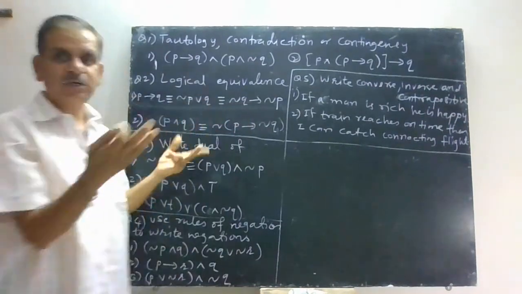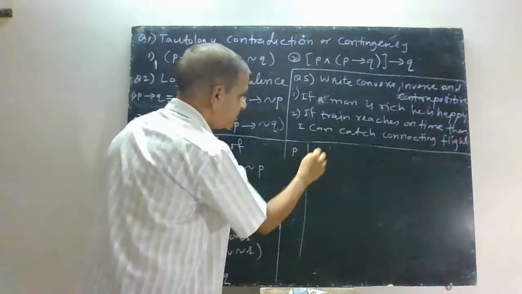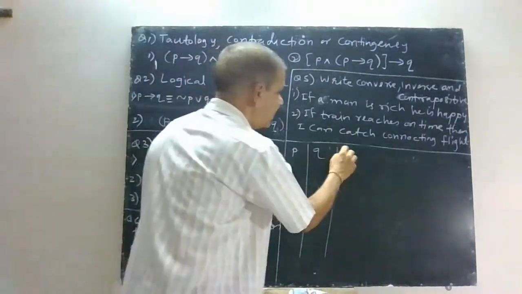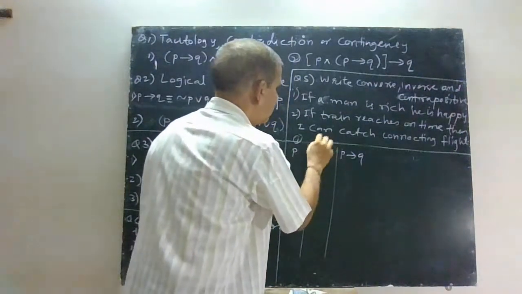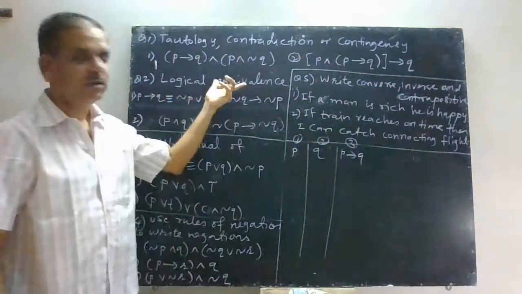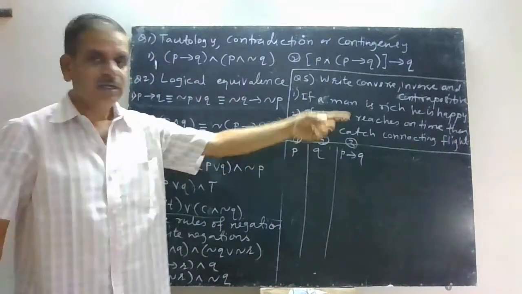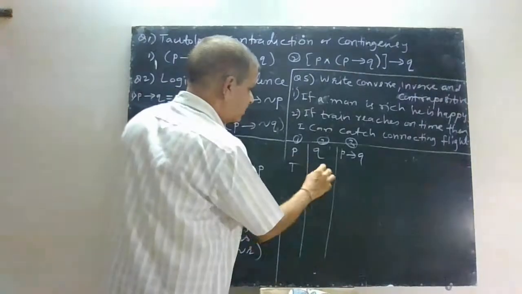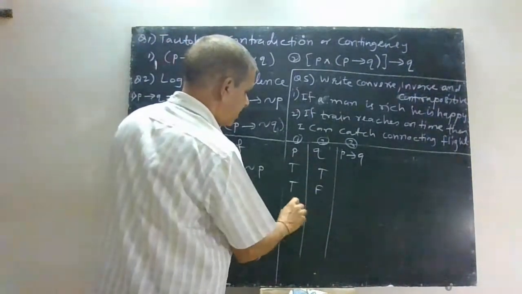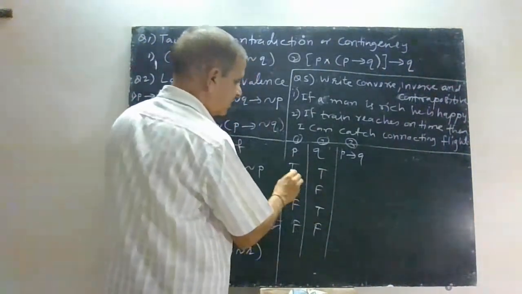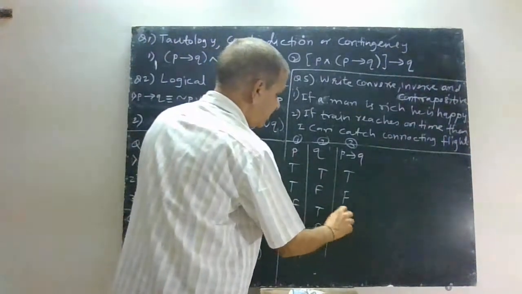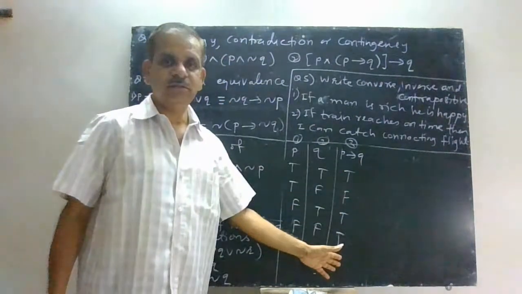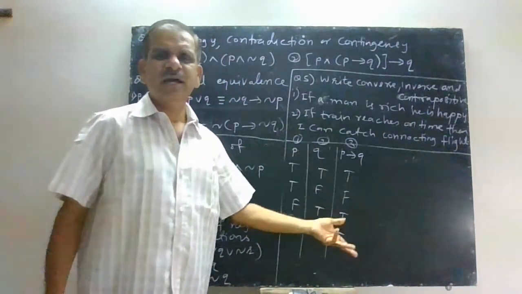In this one there are only 2 columns. Suppose the first column is P and the second column is Q. Then you have to make P implies Q, that is your column number 1, column number 2, column number 3. When you are proving logical equivalence, you have to name the columns, that is 1, 2, 3 and so on. Then P implies Q, this is T, T, T, F, F, T, F, F. Then it is T, F, T, T, that you know. Now you should be able to write down the values of P implies Q, obviously.